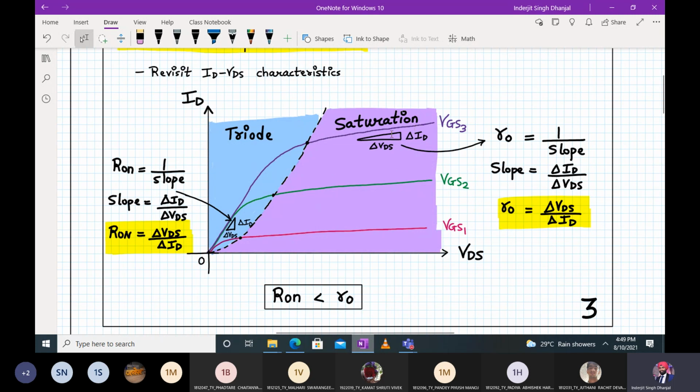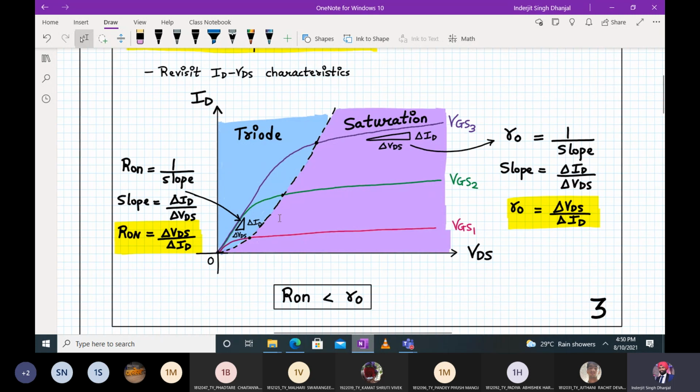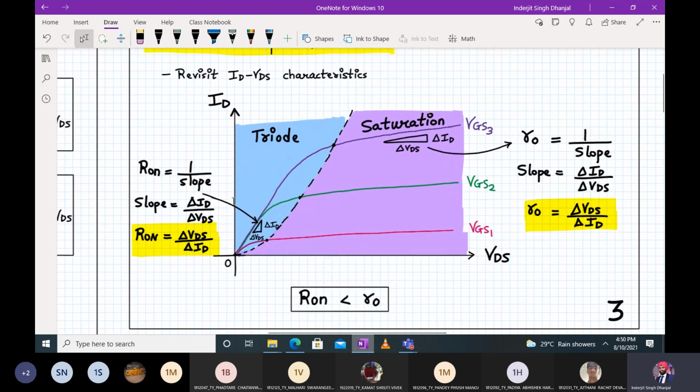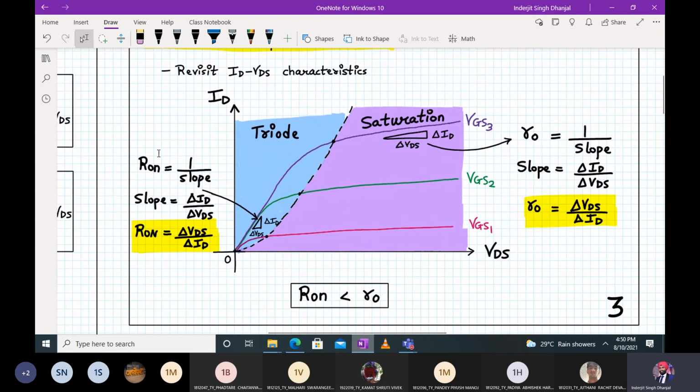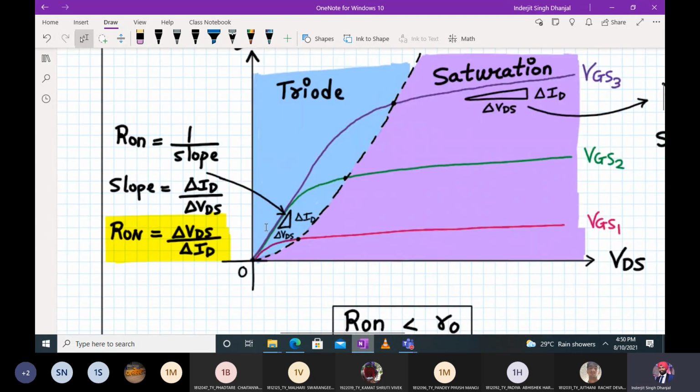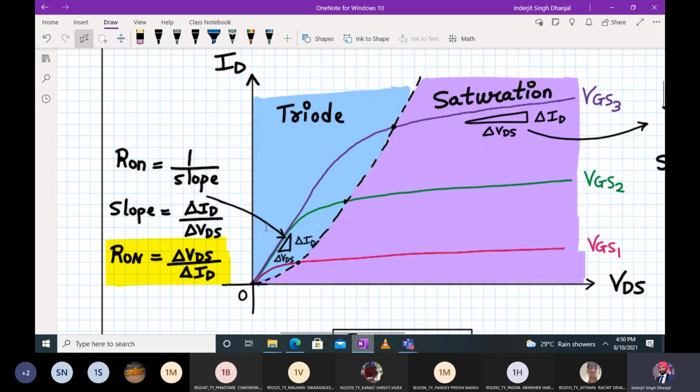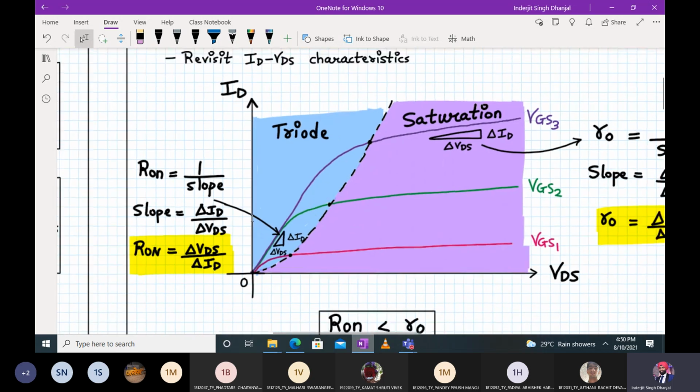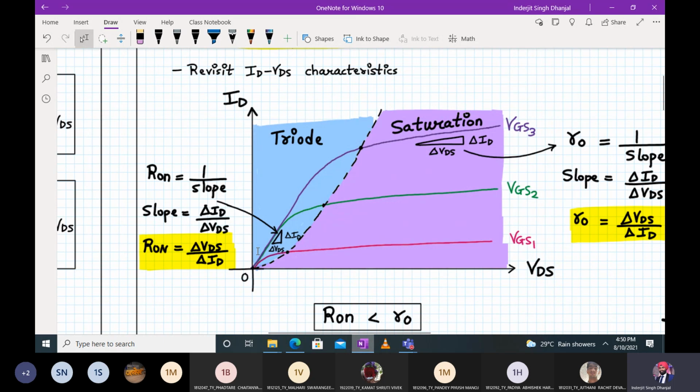So as you can see, RO is the resistance when the MOSFET is in saturation, given by delta VDS upon delta ID, and Ron is given by 1 upon slope. As you can see, there is a very small section in the ID versus VDS graph which is a straight line. We call this the deep triode region. We'll come back to it.